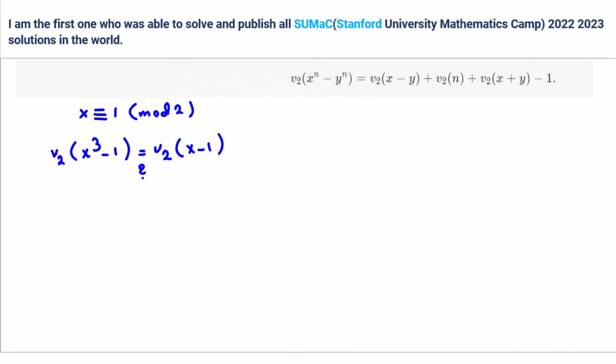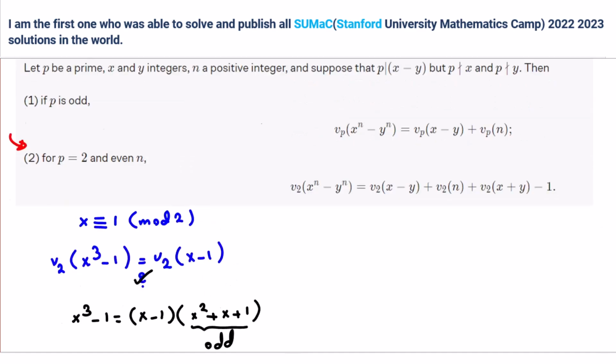Oh yeah, so if you say x equals 2q plus 1, then it works. Why are V2 of them equal? Because if you say x equals 2q plus 1 and expand, yes, that's correct. Also, you can say x cubed minus 1 is x minus 1 times what? x squared plus x plus 1. So the second bracket is odd or even? Odd. So it has no effect, so we agree V2 of these two will be equal.